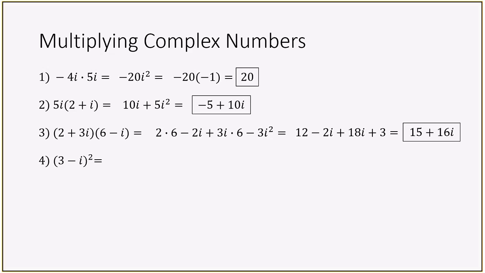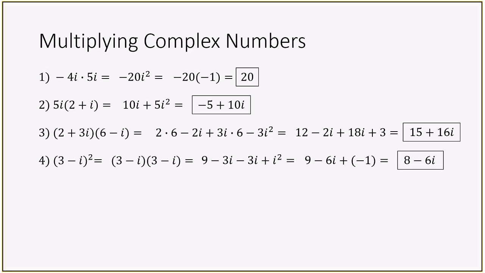So anytime you see a parentheses with a square outside, just rewrite it twice. Then you're going to FOIL it out just like we saw in the previous example. 3 times 3 is 9. 3 times negative i is negative 3i. Negative i times 3 is negative 3i. And negative i times negative i is positive i squared. Now I have to resolve the fact that i squared is negative 1, and then I can combine like terms. Negative 3i minus 3i gets me negative 6i, and 9 plus negative 1 gets me 8 minus 6i.